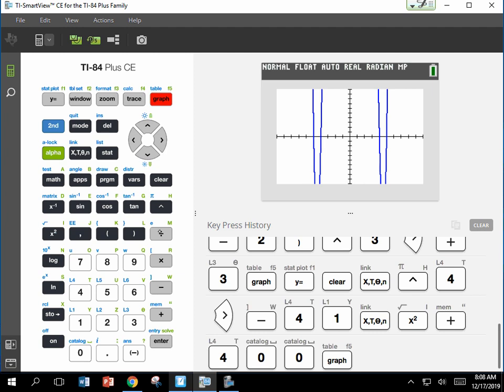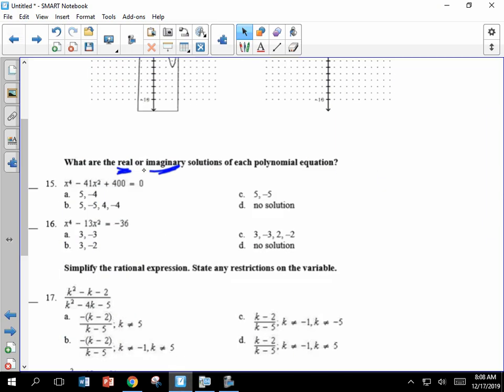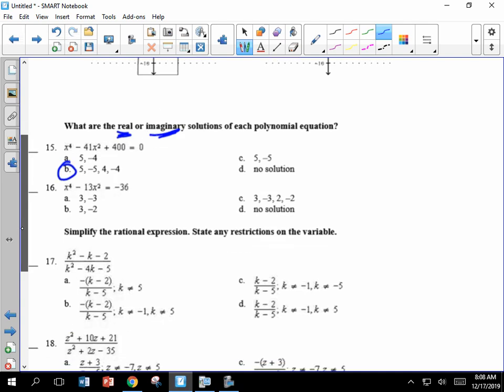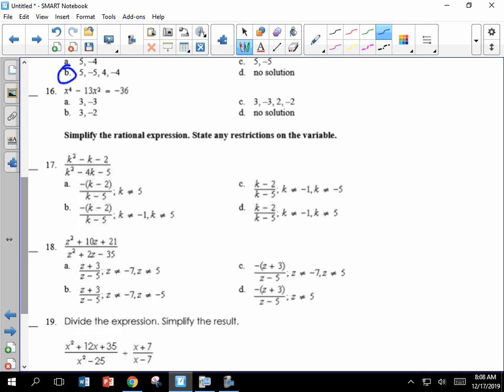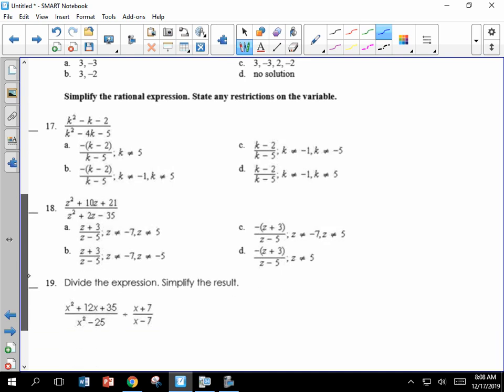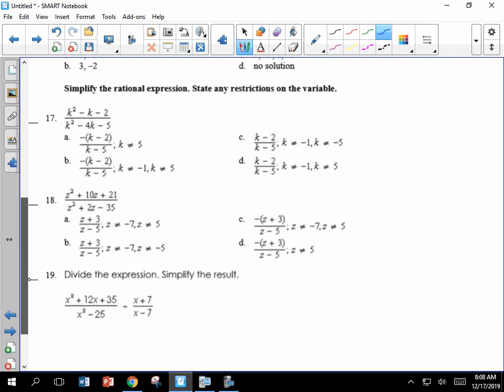So it crosses the axis 4 times at -5, -4, +4, +5. So looking at my answer choices, B is the only one with 4 answers. It crossed 4 times, so it has 4 solutions. Okay. All right. 17 and 18.